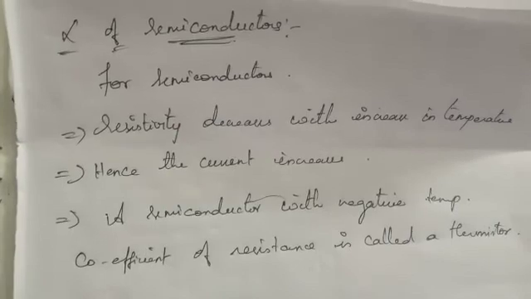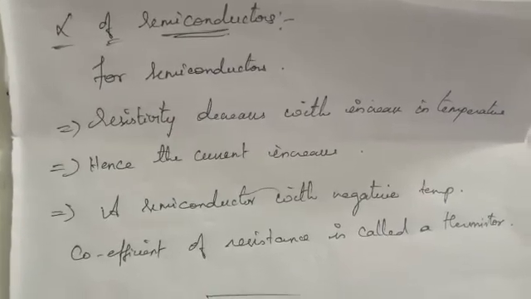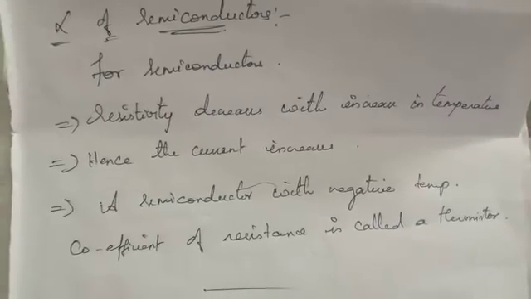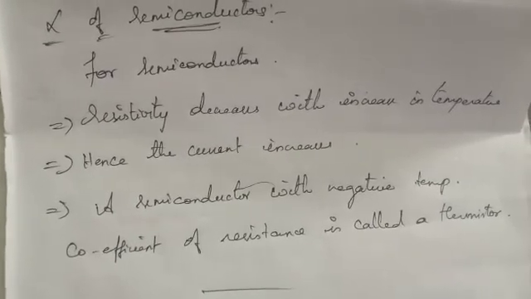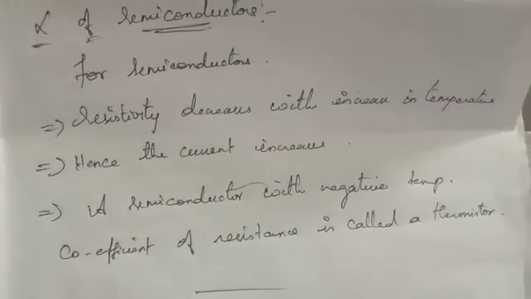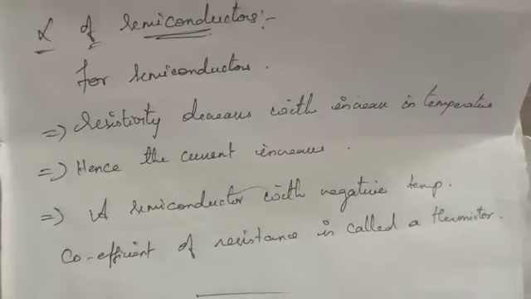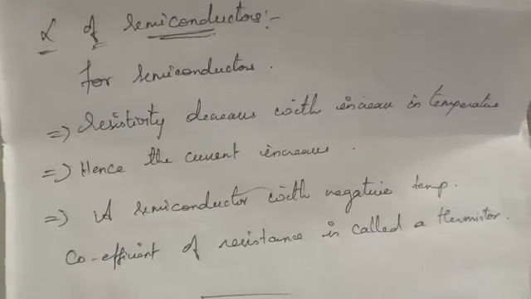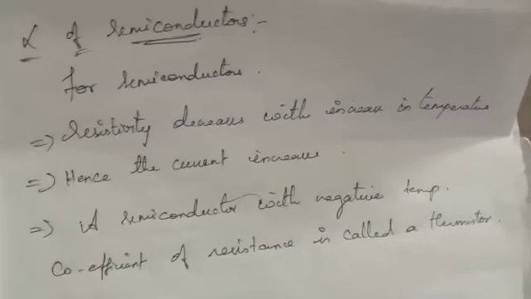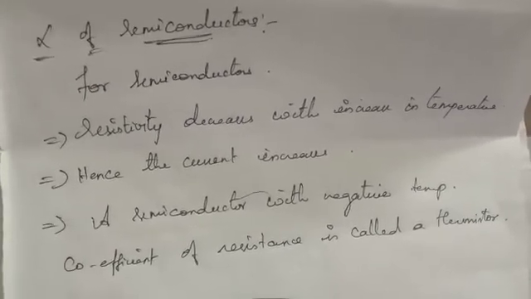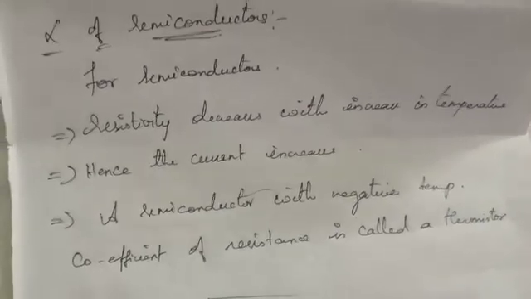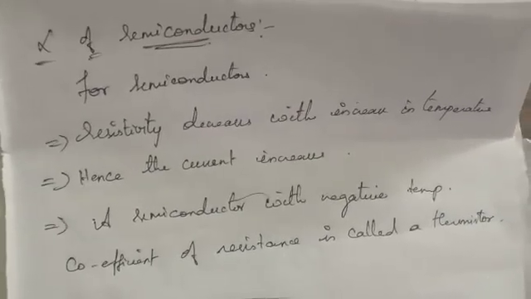So next, the temperature coefficient of semiconductors. For semiconductors, resistivity decreases with an increase in temperature. Hence the current also increases. A semiconductor with a negative temperature coefficient of resistance is called a thermistor. That is one of the devices. So for a semiconductor, the current value increases because the resistivity decreases with increasing temperature.